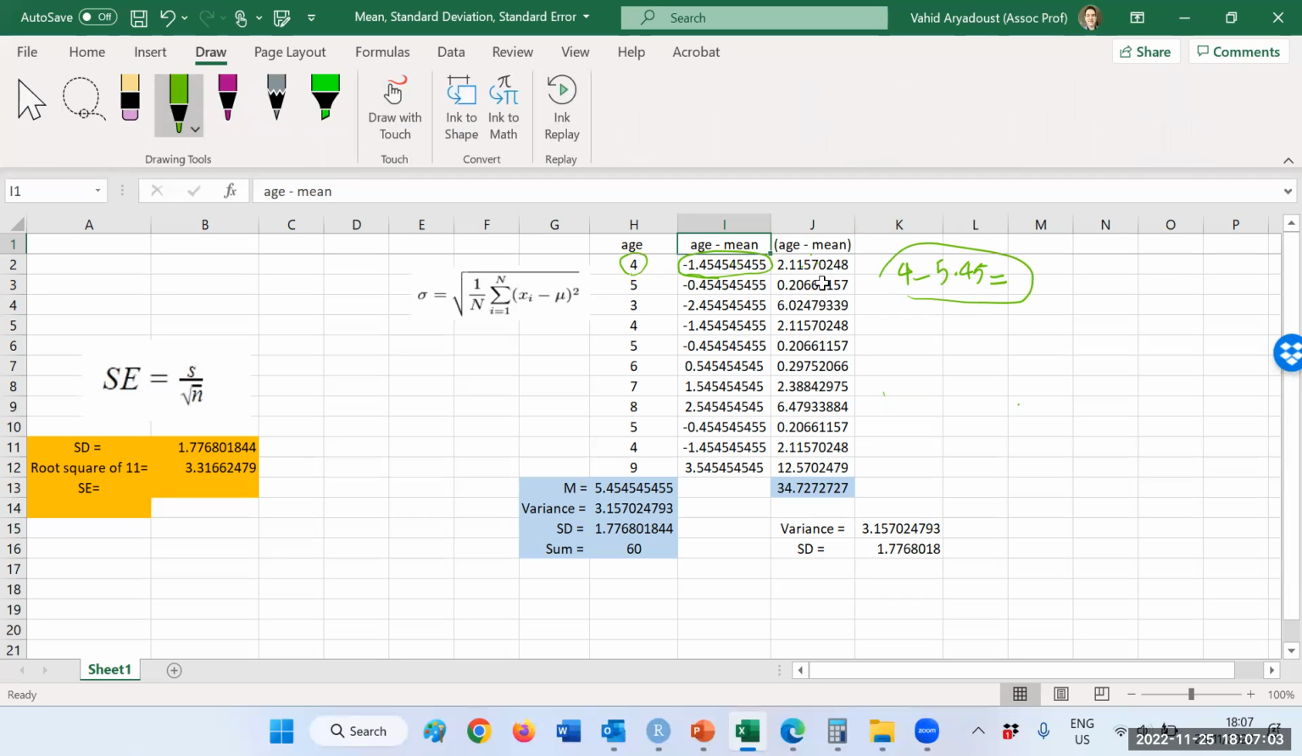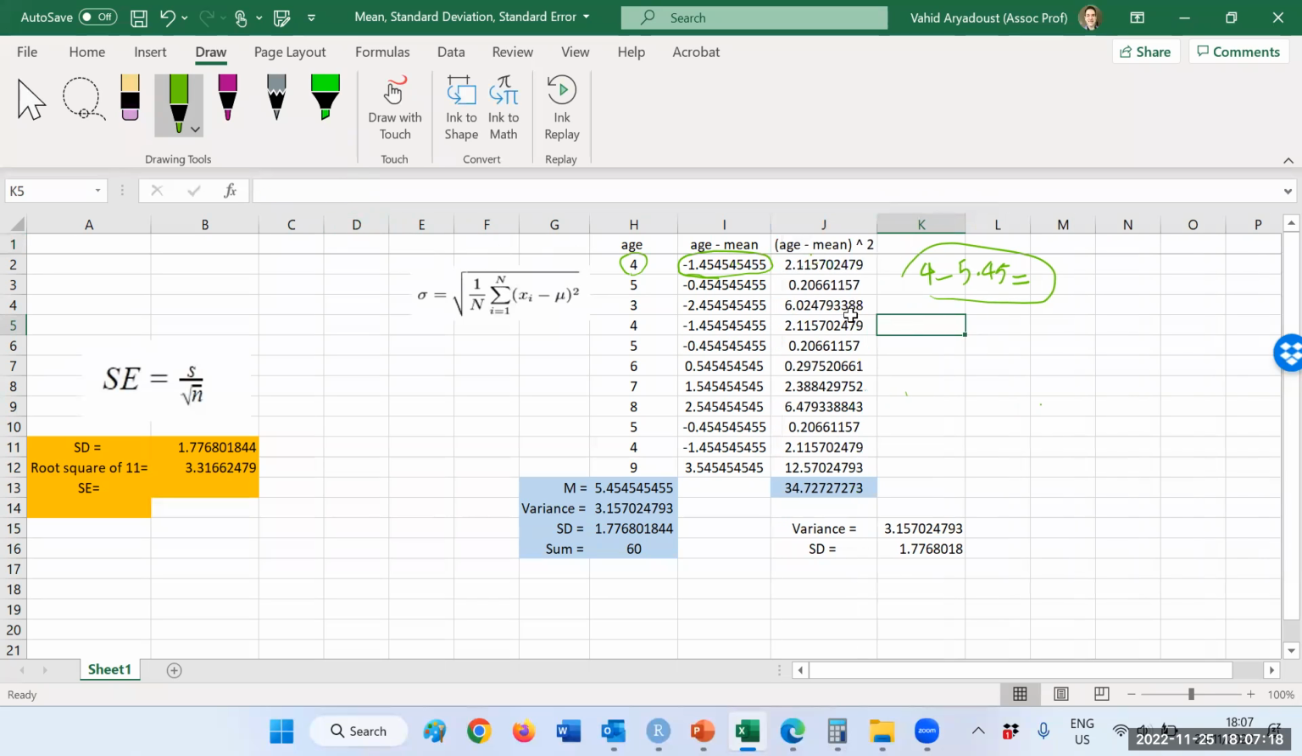The next step is you want to create another column and compute the square value. This is how you represent square value in Excel. And I've already done that too. You just multiply every single score by itself, so you'll get the square value for that score. Then you sum them up to get this part of the equation. I've already summed it up, so this part of the equation equals 34.72 something.